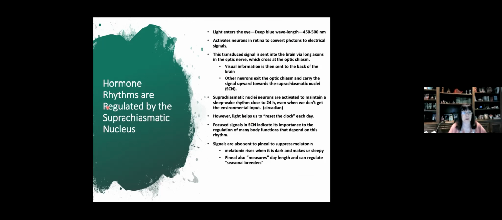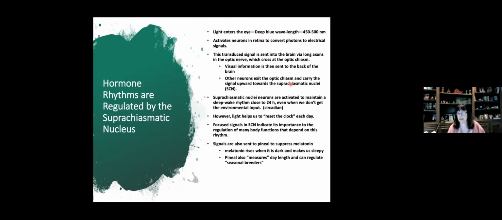Let's talk a little bit about the regulation of the rhythms. I think it's really important to recognize that it all starts with our perception of the deep blue wavelength. Now, this is actual recognition of the diurnal rhythm. The deep blue wavelength is found in white light. And when the sun rises, that form of light hits very specialized neurons in the retina to convert the photons to electrical signals. These electrical signals are then sent to the suprachiasmatic nucleus.